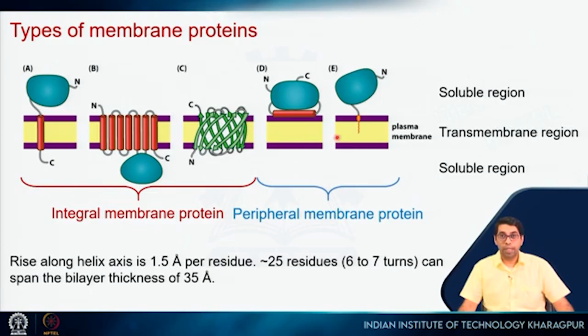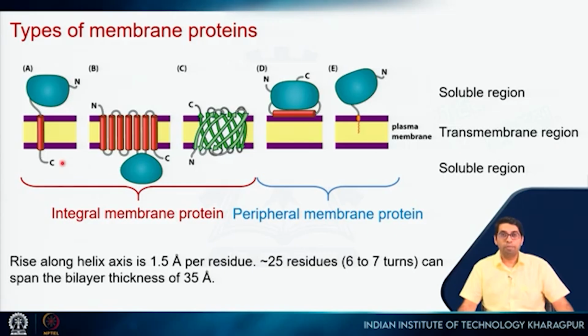Then there are 2 more types where the helix is not inserted into the membrane, but it interacts with one or the other side of the membrane like this. Or the protein might be anchored to the membrane by forming a covalent bond with one of the lipids. This will be a special lipid that has formed a covalent linkage with one of the amino acid side chains of the protein. These types of proteins are called peripheral membrane proteins.